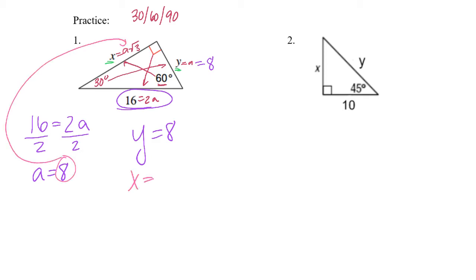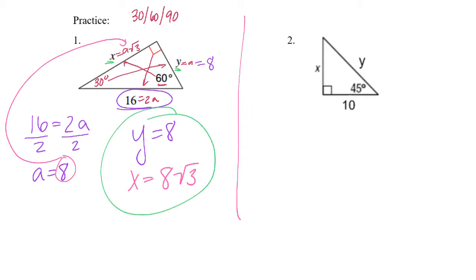So X is going to equal 8 root 3. And there's nothing else we can do with it. That is our answer. These are the two answers that we wanted. We wanted to solve for X and solve for Y, and we did. And I know the answers look a little different than what you're used to, but it's okay to leave them in a radical. It's a simplified radical.